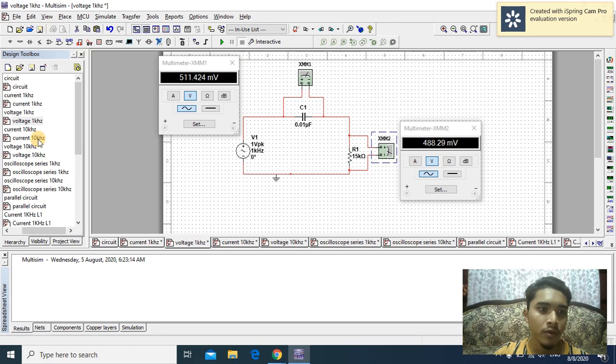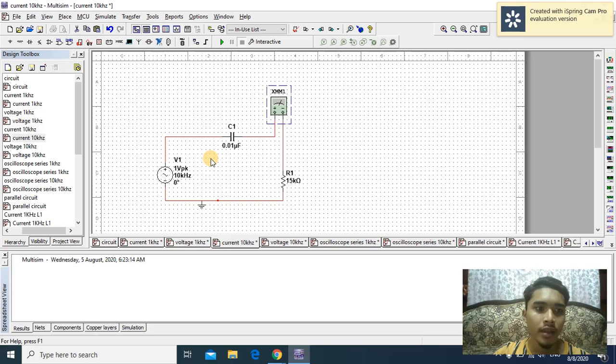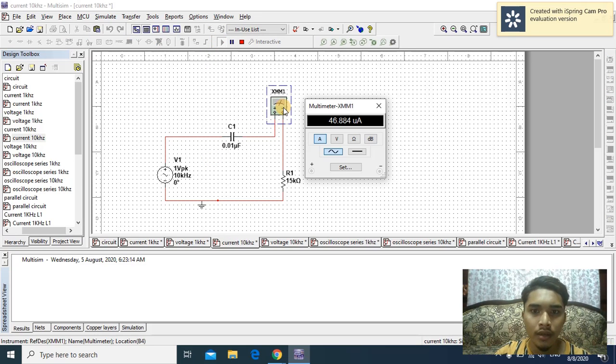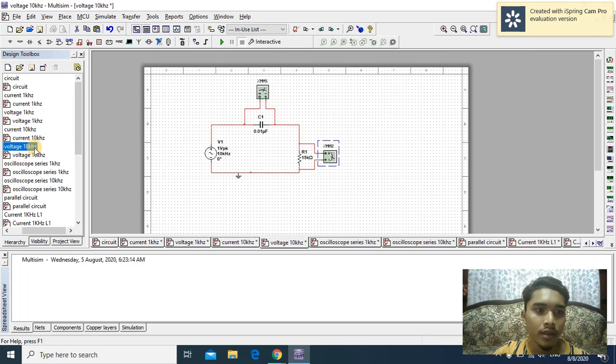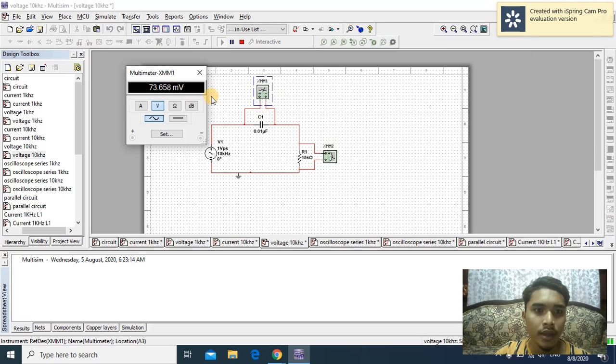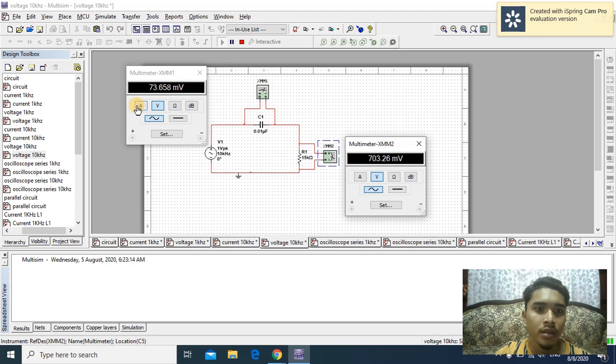Next, we move to the current at 10 kHz. I measure the current and the reading is 46.884 microampere. For the voltage at 10 kHz, the reading that I get for C1 is 73.658 millivolt, and for R1 it is 703.26 millivolt.